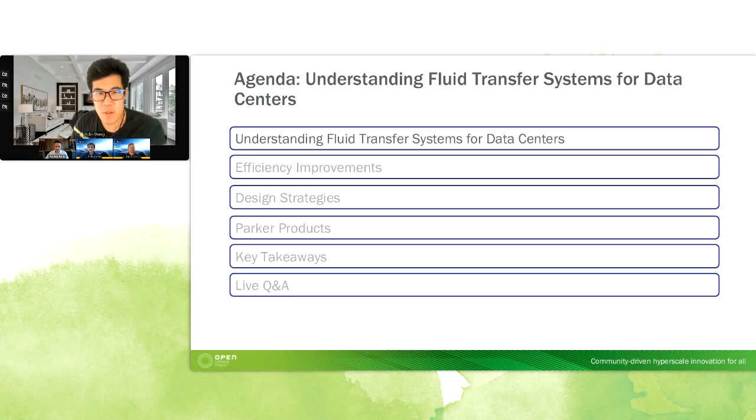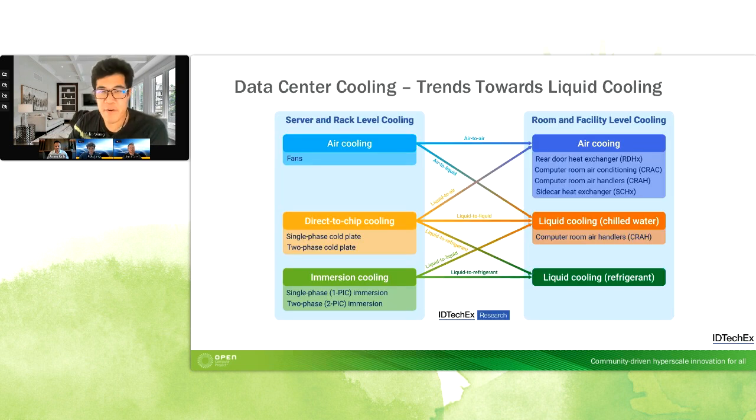So hello, everyone. My name is Yulin, and I'm from ID TechX. The first part of our agenda is to understand fluid transfer systems for data centers. When we talk about liquid cooling in data centers, essentially the liquid cooling happens on two different levels within the data centers. If you can draw attention to the left-hand side of the chart, the first part where we see liquid coming into the data center is on the server and rack level. So essentially there will be some server and rack level cooling, and specifically, traditionally we have air cooling, typically using fans. When you buy servers from the server OEMs, you will see a lot of fans installed on those servers directly. So that's the traditional way.